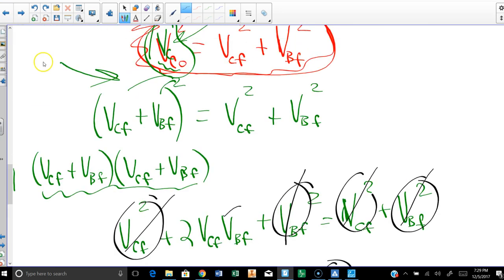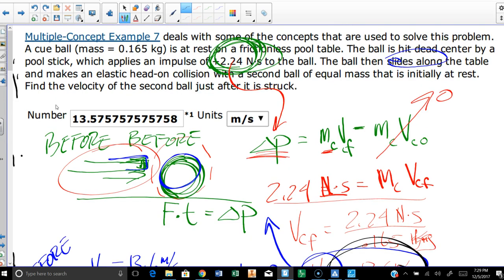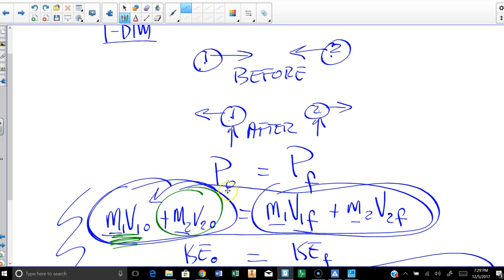So, you can see that elastic collisions can be trickier to solve because there are so many different variables involved, like we talked about here. There are all these different things. There are two velocities before, two velocities after, and so on and so forth. They can be a little trickier to solve.